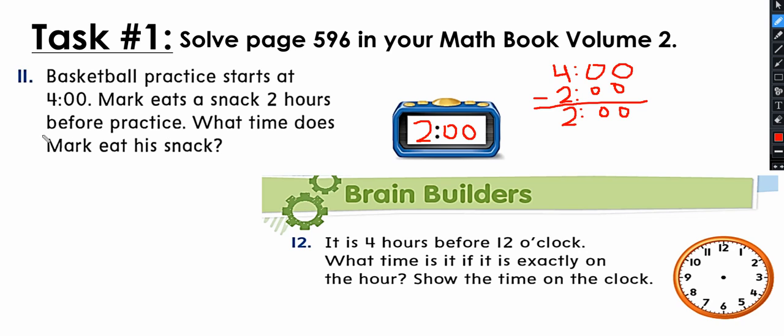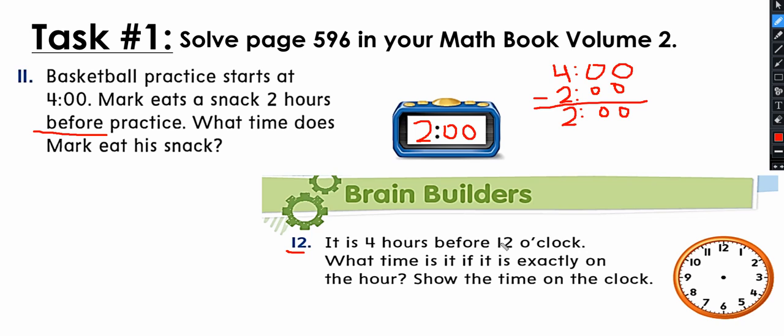So again, when we see before, that means we need to count back. Let's look at question number 12. It is 4 hours before 12 o'clock. What time is it if it is exactly on the hour? Show the time on the clock.